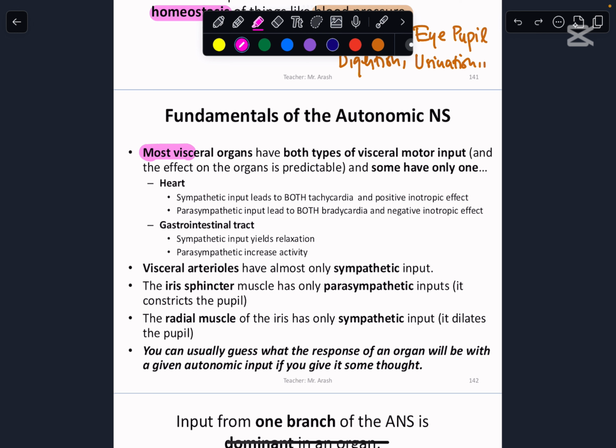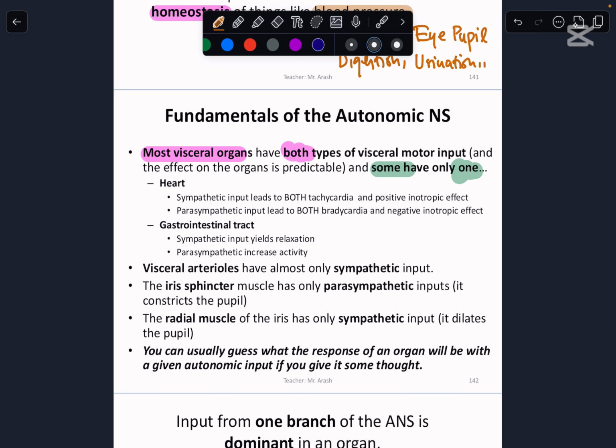Most visceral organs have both innervations of visceral motor input, and some have only one. In other words, most of them have both sympathetic and parasympathetic innervation, but some only have one type. The heart has both, and so does our gastrointestinal tract, that's our digestive system. The heart has both sympathetic and parasympathetic innervations.